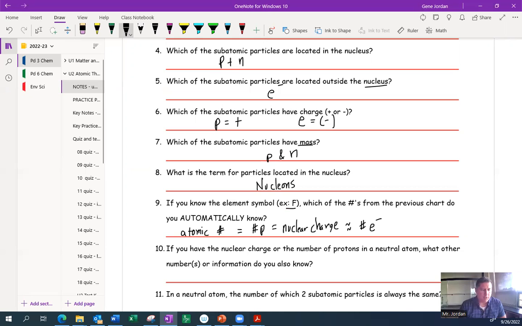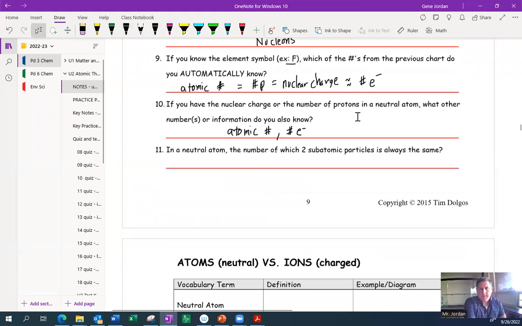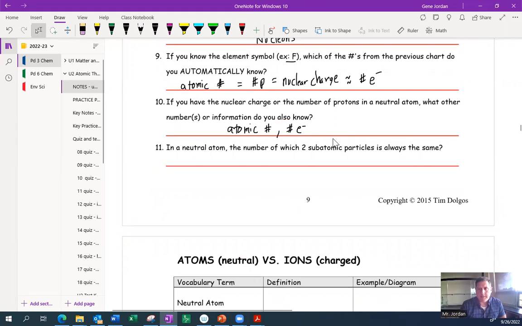If you have a nuclear charge, number of protons, what other numbers do you know? Well, if you know the nuclear charge, you know its atomic number. Nuclear charge doesn't change in elements. If you know it's a neutral atom, you know the number of electrons too. So in a neutral atom, the number of which two subatomic particles is always the same? Okay, in a neutral atom, the number of protons and electrons are always the same.